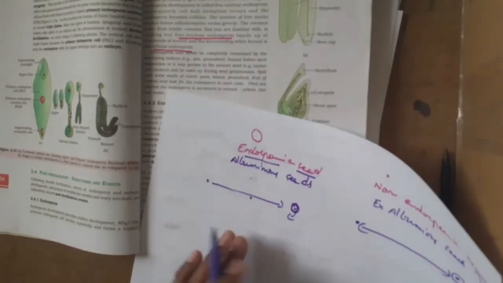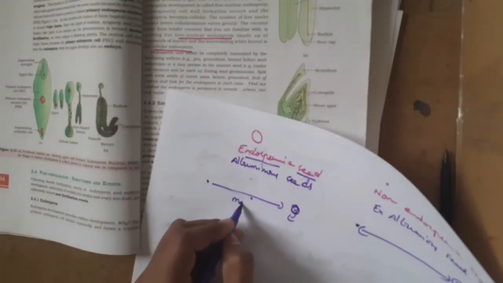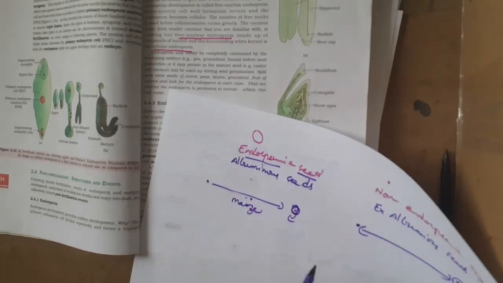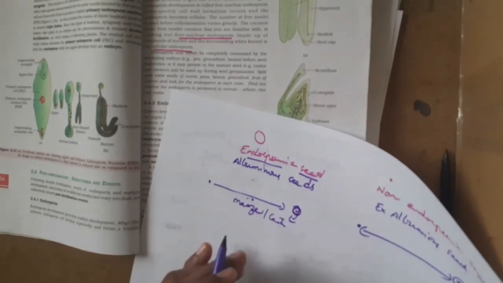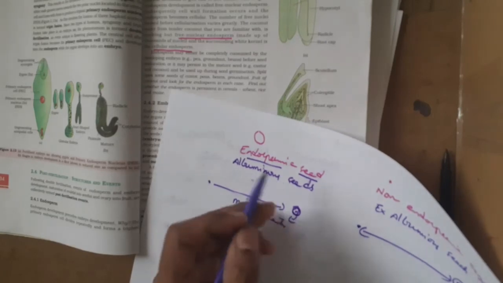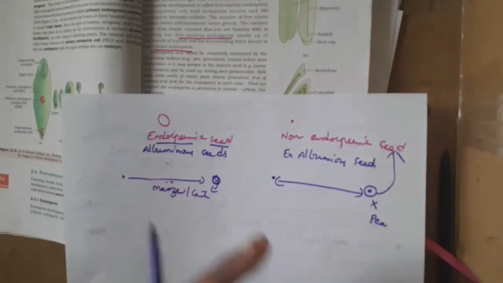Here we can take the example of maize seed. We'll discuss that even after embryogenesis also. Maize and castor are the best examples for endospermic seeds. Okay, we'll discuss this soon or later.